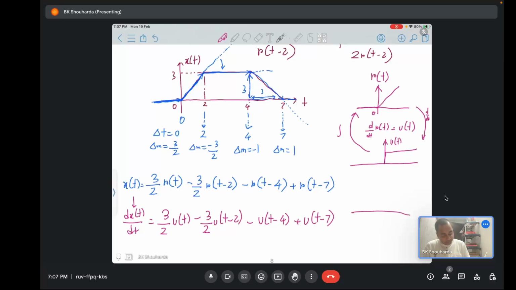How will this look if I ask you to draw it? At 0, I have 3/2. At 2, I have 3/2 minus something. At 4, I have minus 1, and at 7, it goes down. So you see, dx/dt shows me, at every point t, what the slope of the signal is.